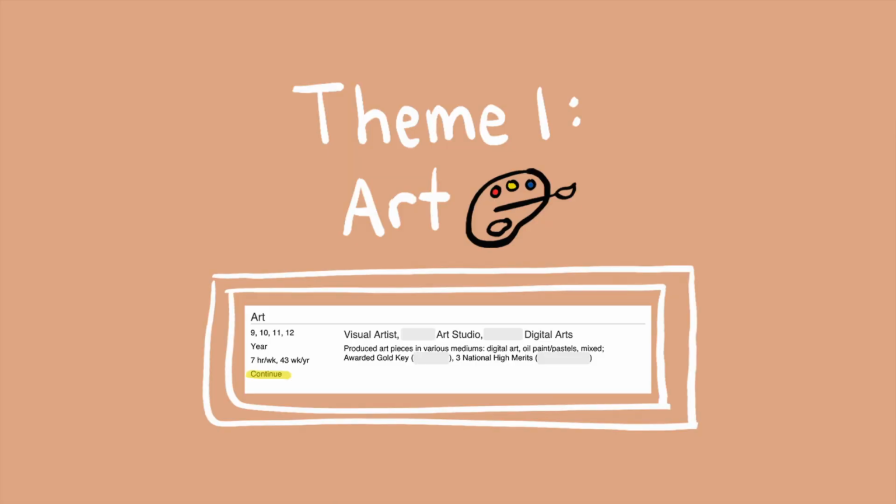The continue means that I intend to continue art in college. As you can see in the heading, I made sure to clarify that I do both traditional and digital art via different studios. And in the description, I wrote specifically which mediums of art I used. In the remaining character space, I included art awards.